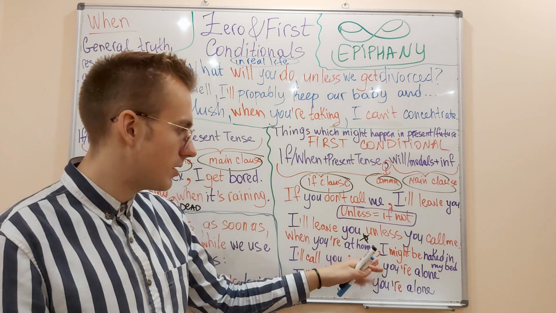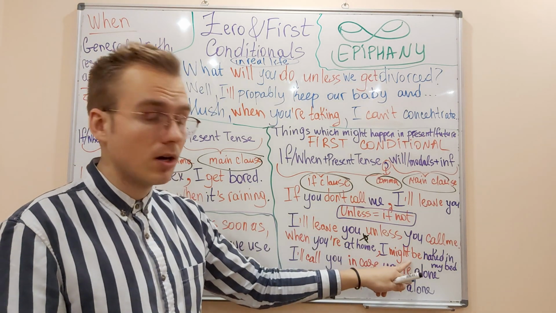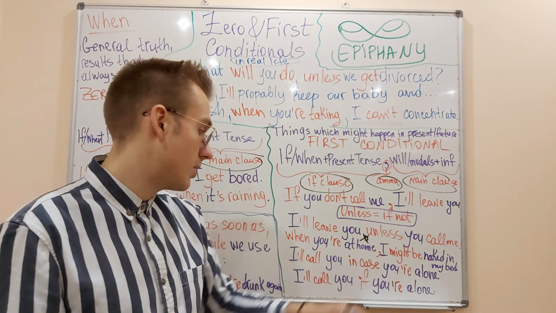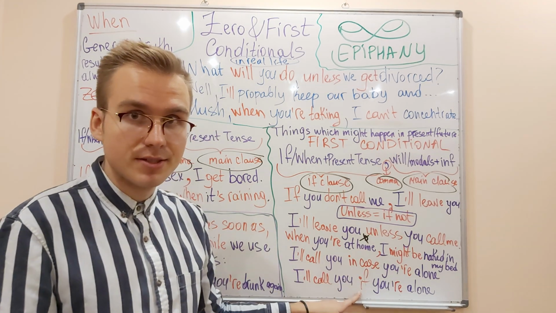So as I say, we use a comma, and here you see what we use instead of will. We use some modal verbs. It's possible as well.